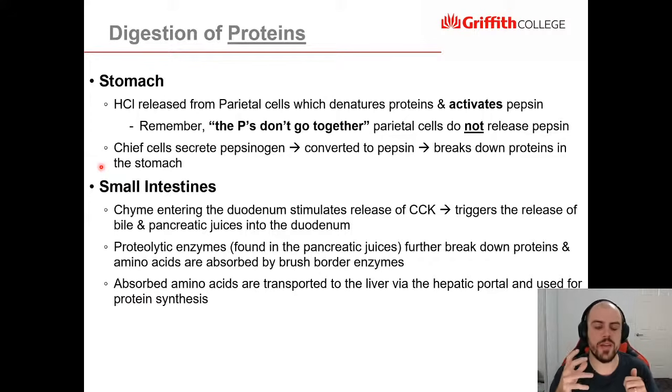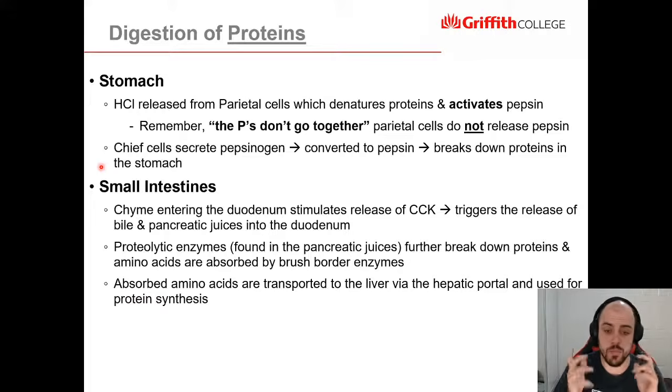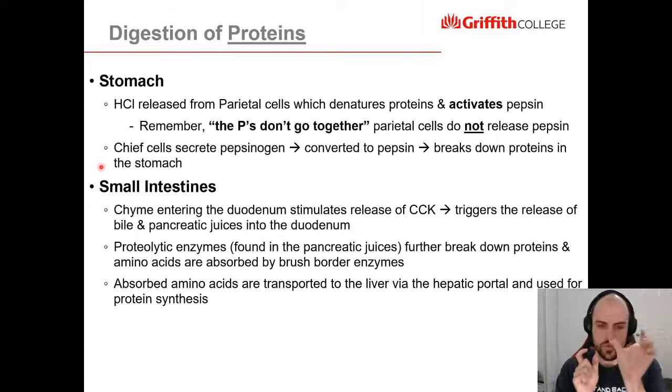Now, remembering that in the pancreas, we've got those key proteolytic enzymes like trypsin, chymotrypsin, and procarboxypeptidase. These proteolytic enzymes, think of them as big chemical scissors. They're going through and chopping up our protein to give off individual amino acids or small groups of amino acids. That way, we can absorb these small chunks of amino acids in the small intestines, and they then go through to the liver and can then be synthesized.